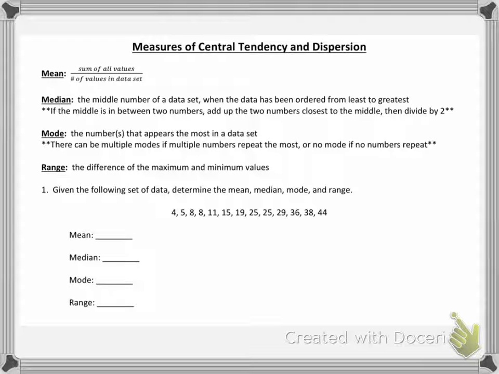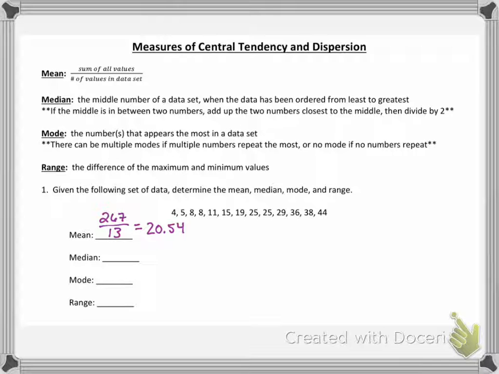If you add up all the numbers given here, you have a sum of 267. There are 13 numbers, so you would take 267 divided by 13. This does come out to a decimal. I'm going to round it here to 2 places. 20.54 is your mean.